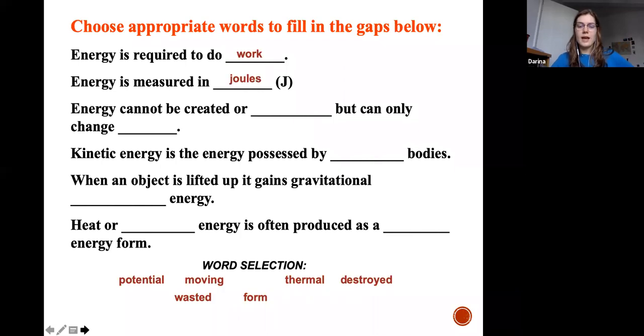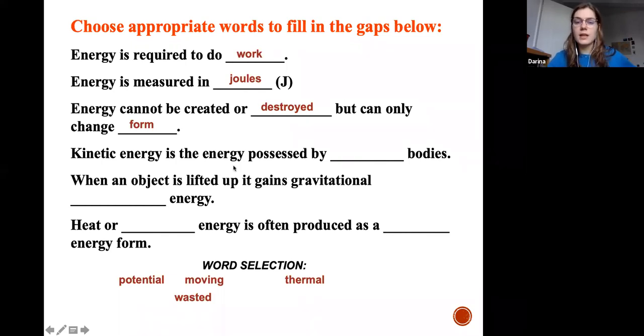joules. Energy cannot be created or destroyed, but can only change. Not quite. So it can only change what? It can change into different types of energy, right? So it can only change form. So remember, you're picking from the words down at the bottom, right?